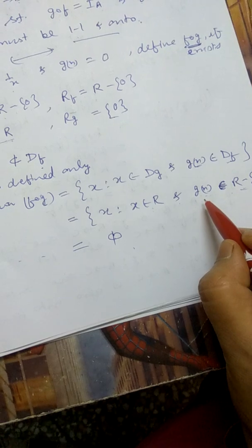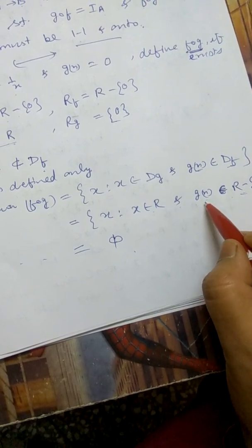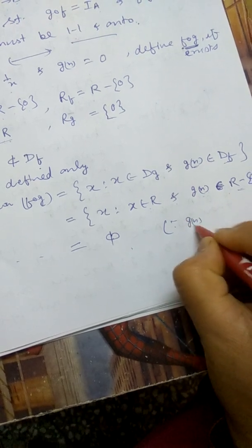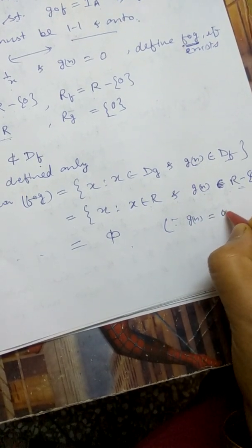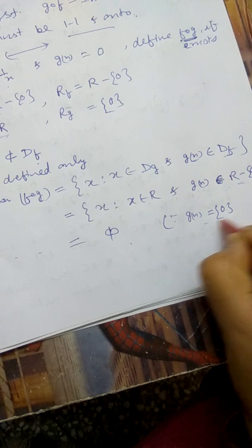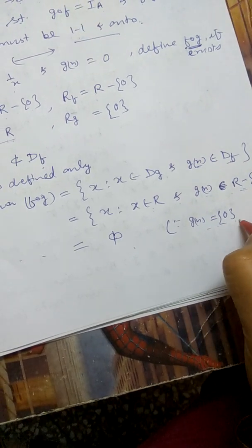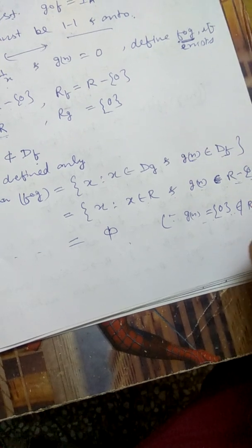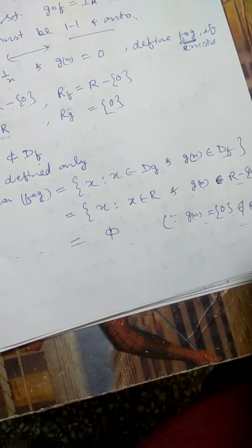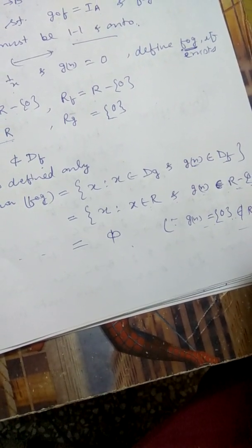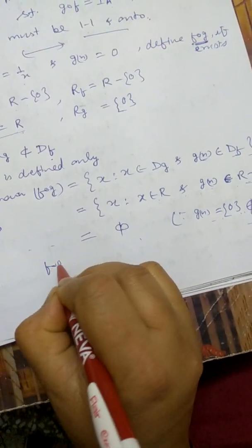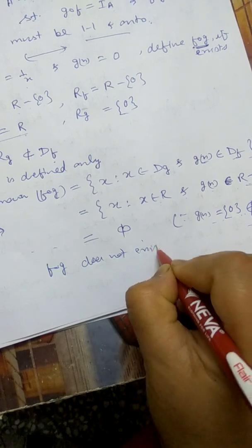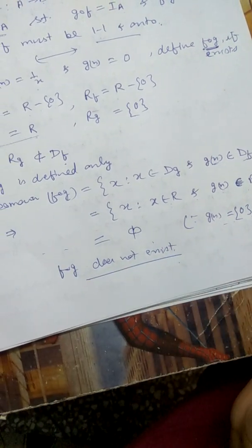Because here, what are the elements of g(x)? The element of g(x) is the singleton set {0}. g(x) is equal to 0, which does not belong to R minus {0}. And therefore f∘g does not exist. Is it clear?